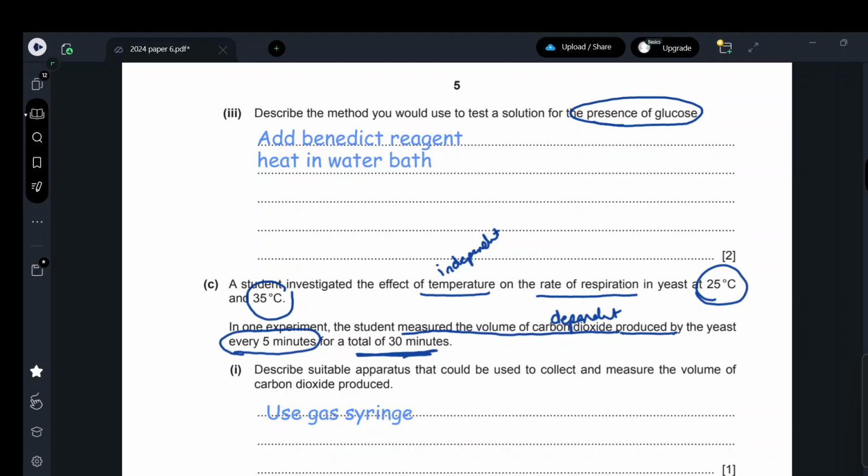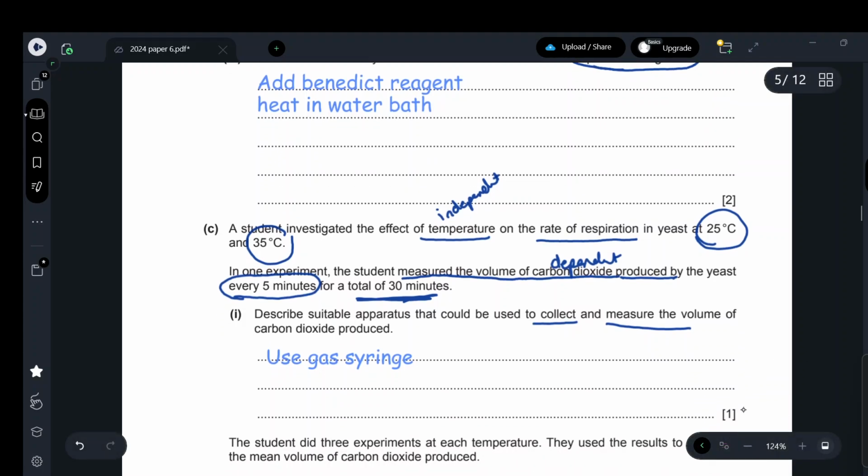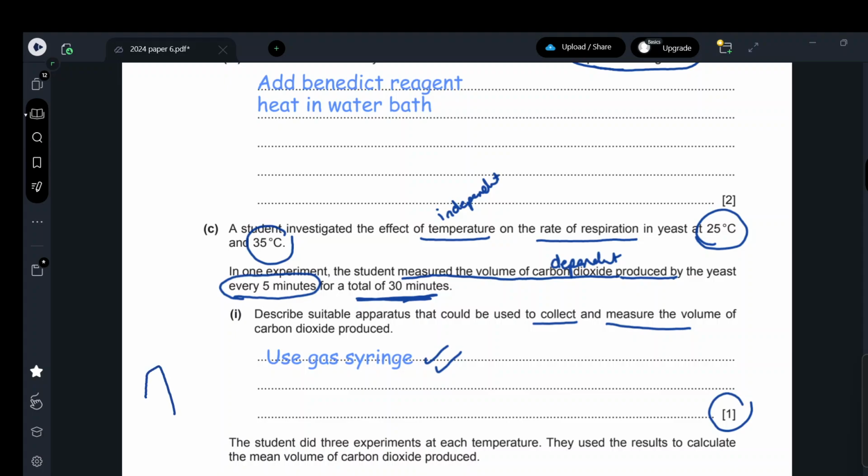He asked you, how are you going to collect and measure the volume of carbon dioxide? Just one mark. I can tell him using a gas syringe or using a delivery tube underwater and an inverted measuring cylinder with graduations. You can use either this one or this one.